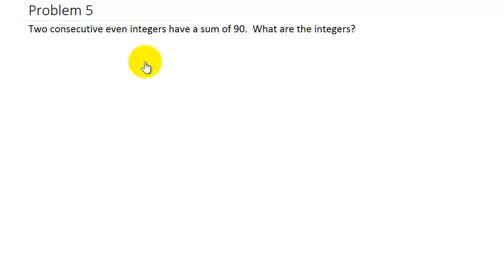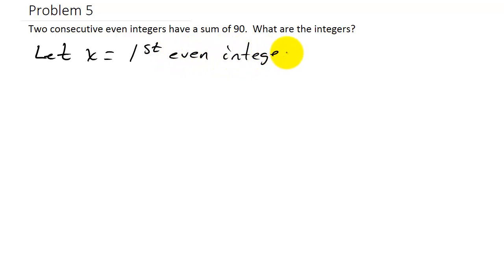Alright, so let's look at this. We've got two consecutive even integers have a sum of 90. What are the integers? I'm going to let x equal the first even integer. And so now I need my second even integer. What would I let the second even integer equal?